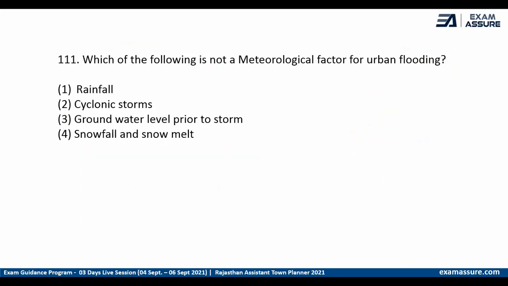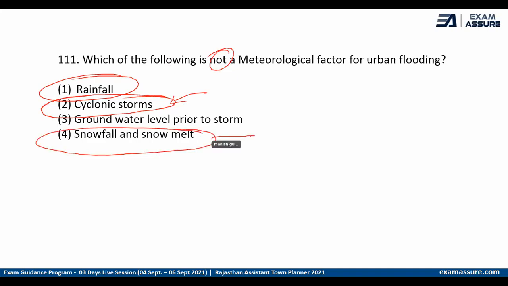Which of the following is not a meteorological factor for urban flooding? You have to focus on the word not. If you look at the options, because of rainfall you have seen it in the urban areas. There was a flood in recent times from the cyclonic storms from the western coast towards Gujarat and Maharashtra, and even from the Bay of Bengal. You have seen there's a lot of flooding in those areas. Snowfall and snow melt: you have seen in Uttarakhand there was a disaster due to snowfall and snow melting.